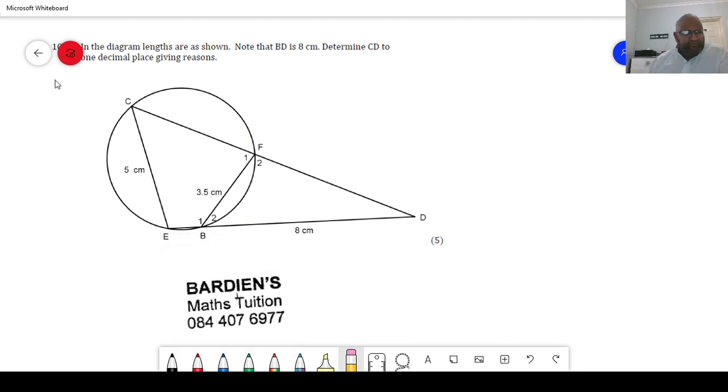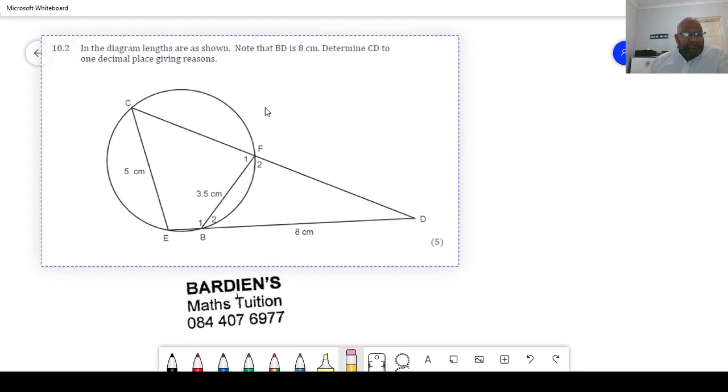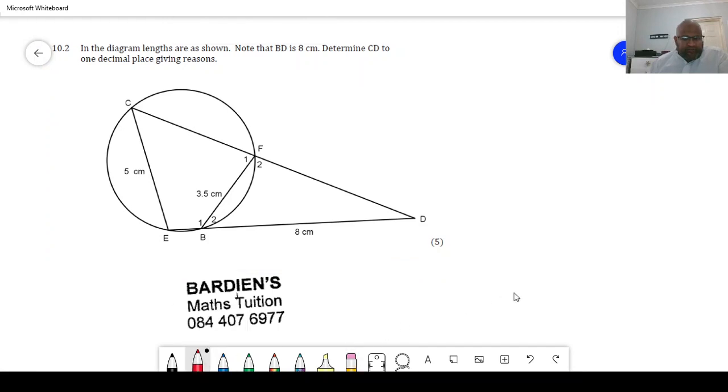Okay, so we are told that in the diagram the lengths are shown. So we are given a couple of lengths there. Note that BD is 8 centimeters. The question says determine CD to 1 decimal place giving reason. So we need to calculate CD to 1 decimal place. Now remember the question is for 5 marks. If we look at CD, there's CD.